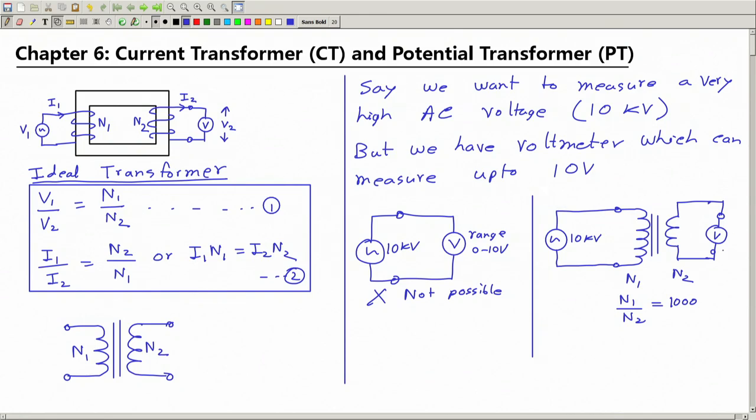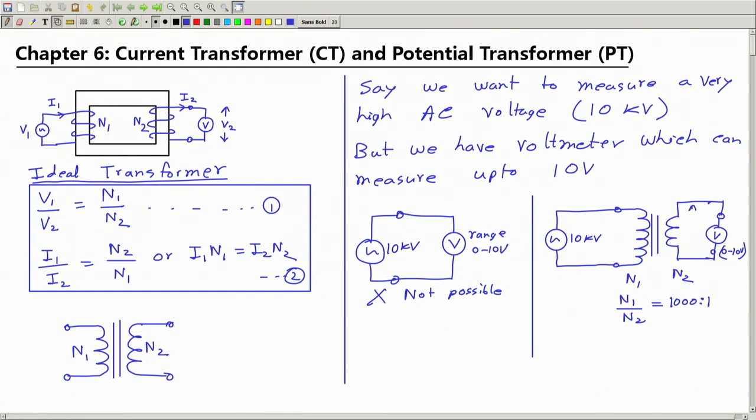Its range is 0 to 10 volt. Okay. So, this voltage is 10 kilovolt, but this transformer is a 1000:1 transformer. So, the voltage 10 kilovolt will be stepped down by a factor of 1000. So, 10 kilovolt will become just 10 volt, okay, from this relationship.